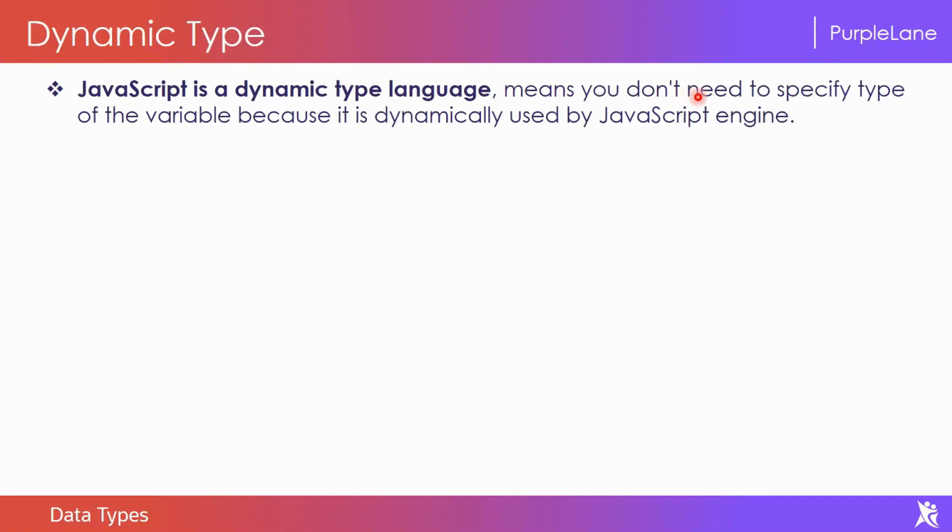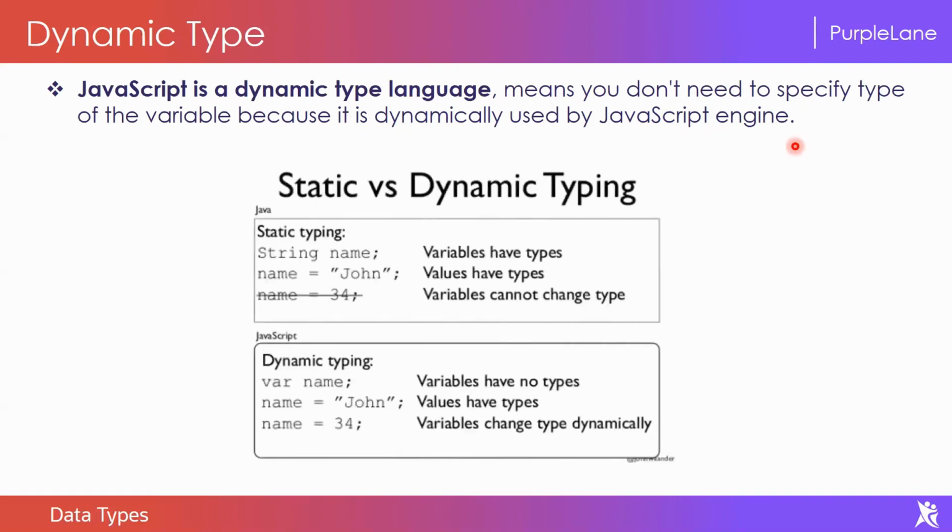This means that you don't need to specify the type of variable, because it is dynamically determined by your JavaScript engine. For example, if you see, there are two different classifications: static type and dynamic type.